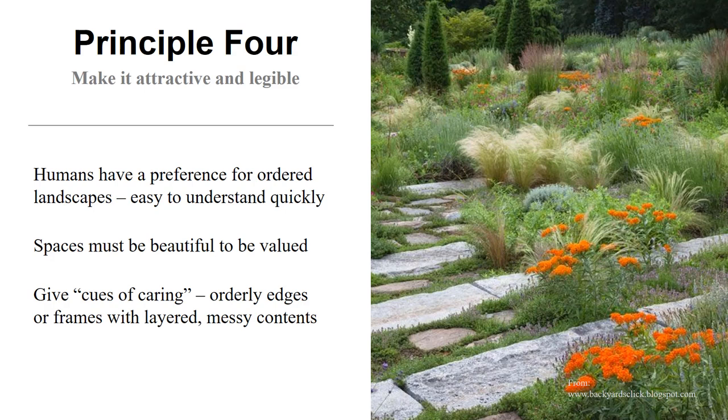So they say that using orderly edges or frames can help. And even when you have messy and layered plant material, if you have these little cues throughout the garden, like the granite pavers in this pathway, that can help, again, people understand that this is, in fact, a maintained landscape.